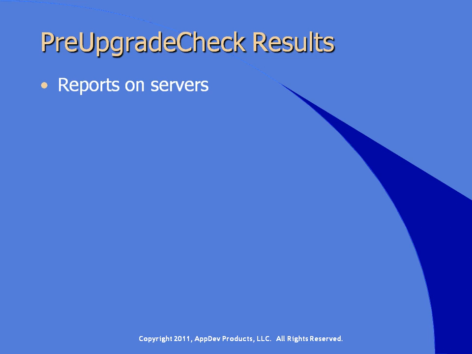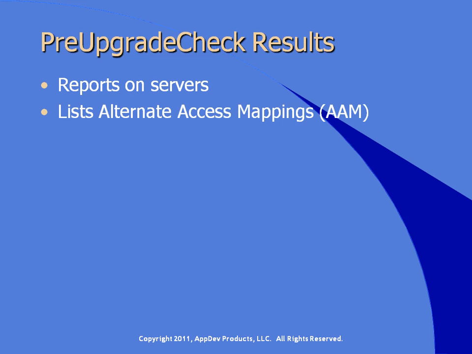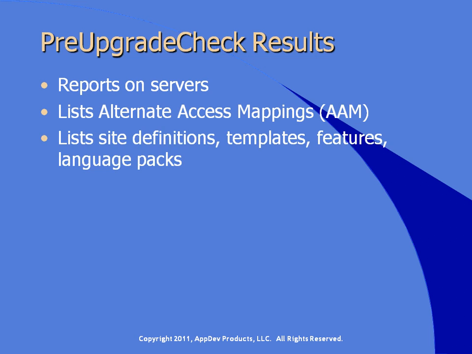Reports on servers, including components in the farm and their readiness for upgrade. Lists all alternative access mapping settings for the farm. Provides a list of all site definitions, templates, features, language packs, etc. that are installed. All templates and customizations in the current farm need to be identified and determined if they will be available and needed in the new 2010 farm. Unsupported customizations, including database schema modifications which are not supported in 2010, would also be identified.